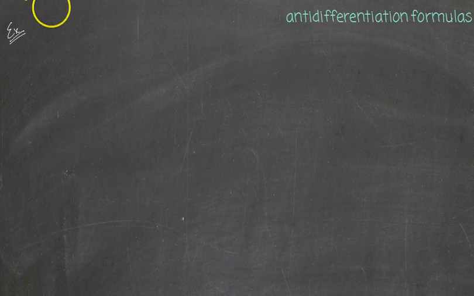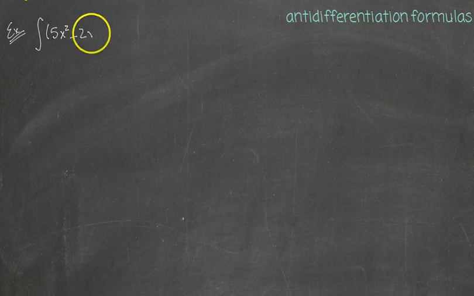Let's antidifferentiate, or let's find the integral of 5x squared minus 2x plus 3. All right, so there are three great rules that we can use in here.